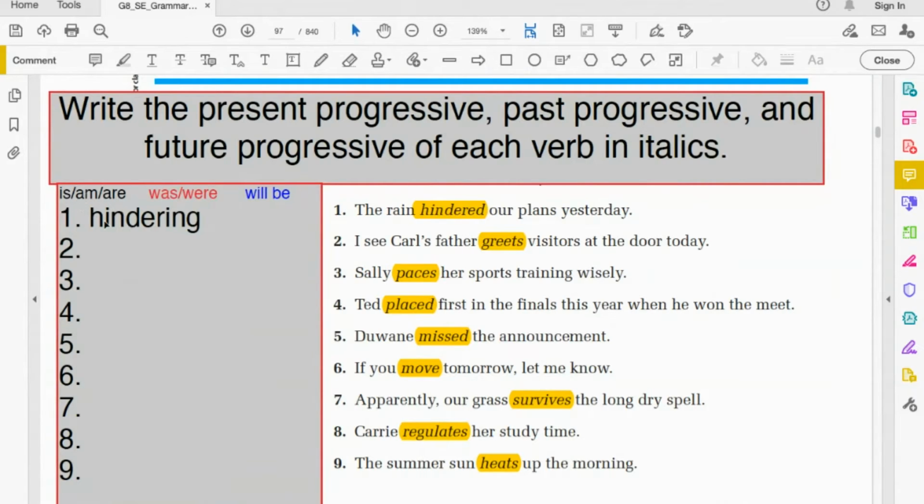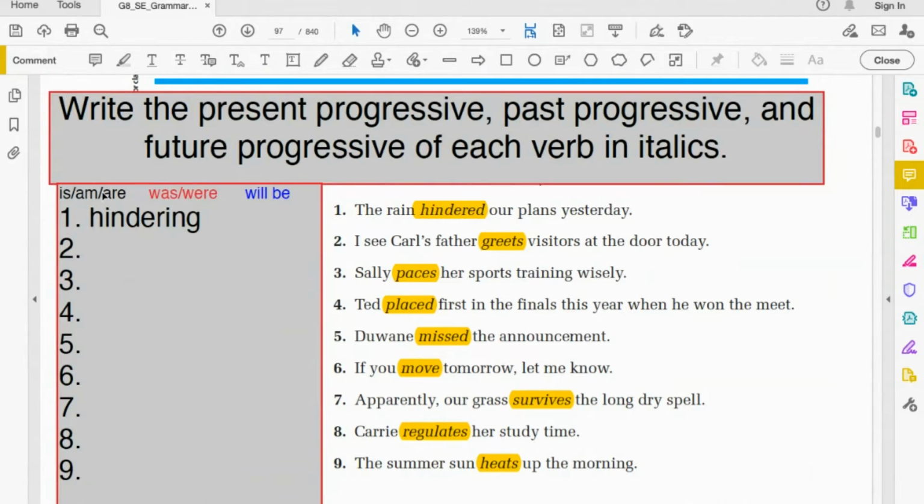So is, am, are hindering. Was, were hindering. Will be hindering. So what should I do? I'm suggesting you make yourself a little chart right here. Put these three linking verbs to the left, these two in the middle, and will be to the right.